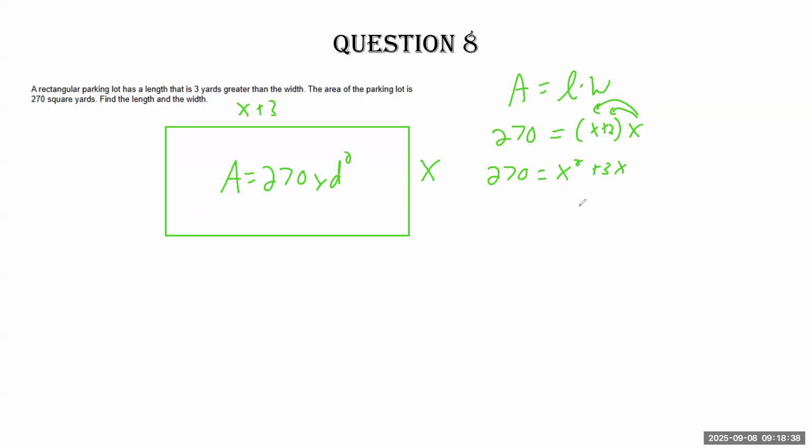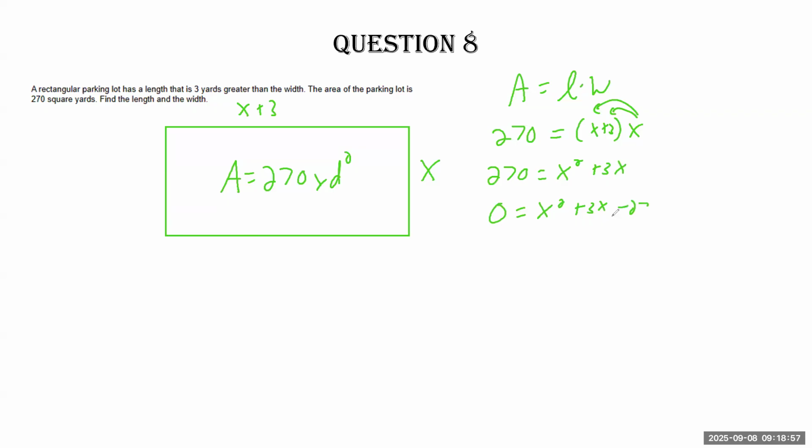And then from here, we can subtract the 270 over. So 0 is equal to x squared plus 3x. Oops, sorry, minus 270, not plus. Oops, let's just erase that. Minus 270.